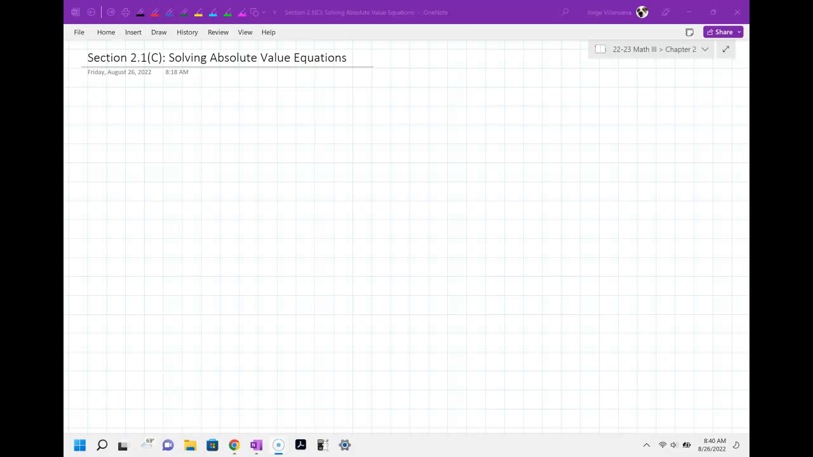All right, so we are going to be doing section 2.1c, okay? Now, this is solving absolute value equations. First, let's discuss the idea of the absolute value. An absolute value is basically a distance from zero. So I'm going to put that right here.